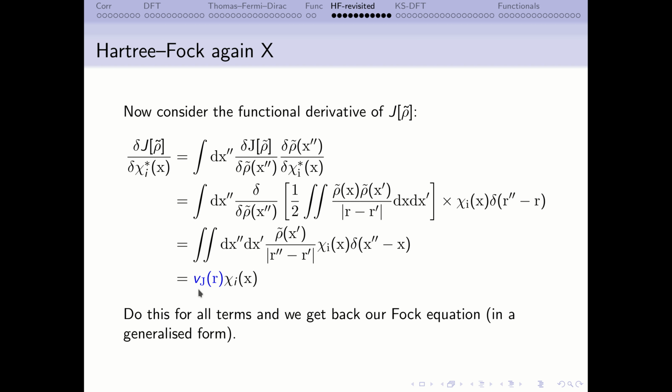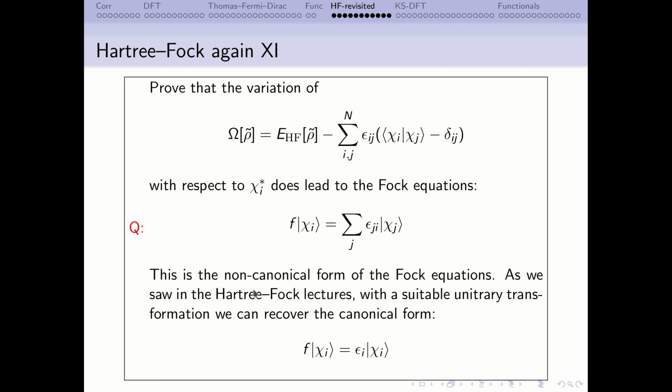In this particular case, we get, as I've shown you in detail in the useful results notes, the Coulomb potential times spin orbital chi I x. Now here's where you get your big question, because what I want you to show is that when you perform this systematically on all terms with respect to chi I star, set that functional derivative delta omega by delta chi I star to 0, you will end up with the Fock equations in their non-canonical form.